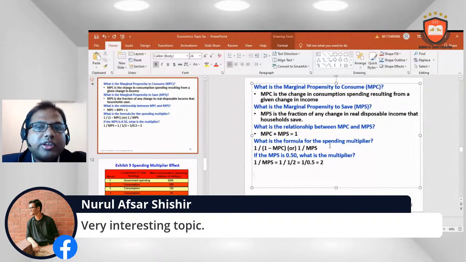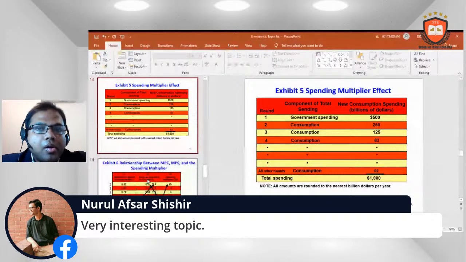What is the formula for the spending multiplier? When we go for the spending multiplier, the formula will be 1 divided by 1 minus MPC, or 1 divided by MPS. If the MPS is 0.5, what is the multiplier? Multiplier equals 1 divided by MPS, equals 1 divided by 1 divided by 2, equals 2. So here is the sum of the spending multiplier effect.